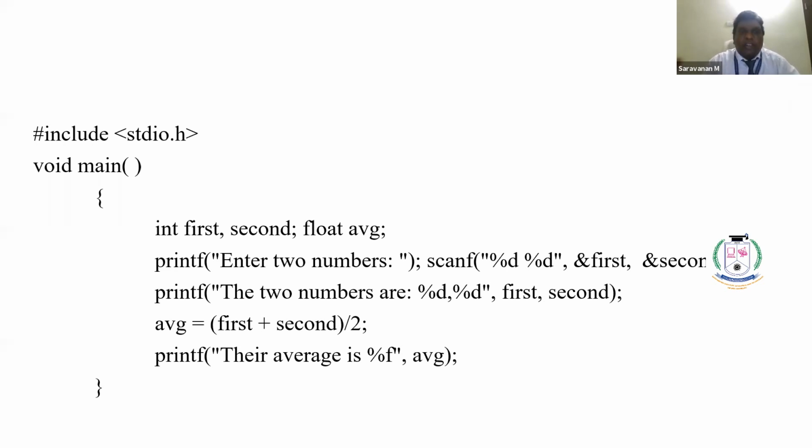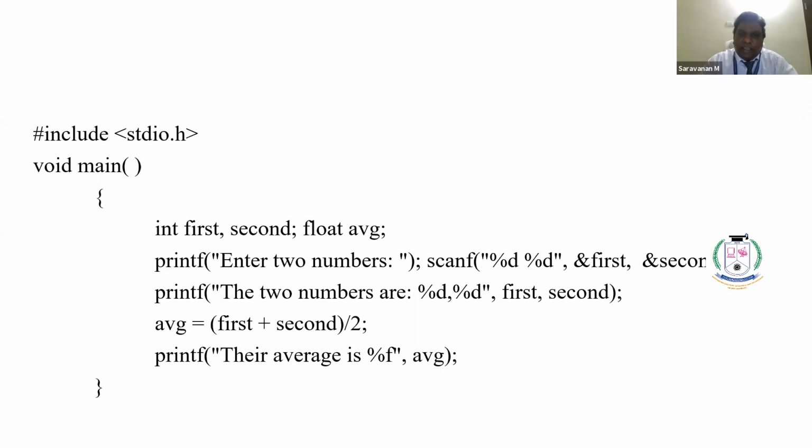But before we start, what is this statement called? int first, second; float average. Now this is called the initialization section, or the local variables. Now the printf statement, you have enter two numbers. In the scanf, you have percentage d percentage d. Now this is the function that is written inside stdio.h, right?